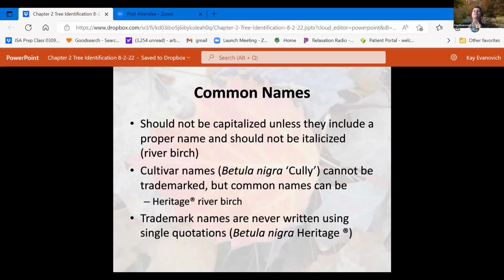Trademark names are never written using single quotations like you see in a cultivar name with the single quotes. When you're doing a trademark name, it's written as Betula nigra Heritage, capitalized, but not in quotations. You might want to remember that.